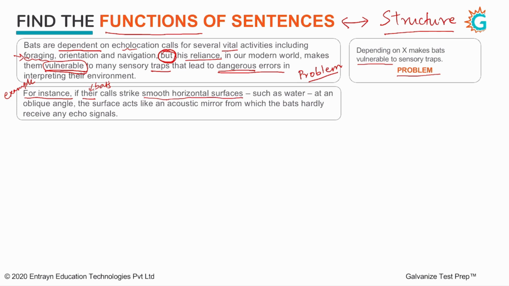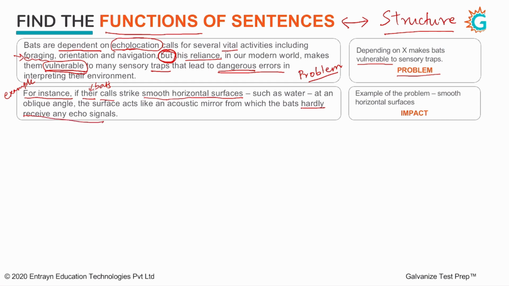So this is once again giving you a clue as to what the word echolocation might mean. Bats emit signals, their calls, right? Their calls are signals, and then the reflection of these signals, or the echo rather, is what is going to help the bats move. And you can see from here that horizontal surfaces cause a problem, and the impact of the problem is that the bats hardly receive the echo signals.